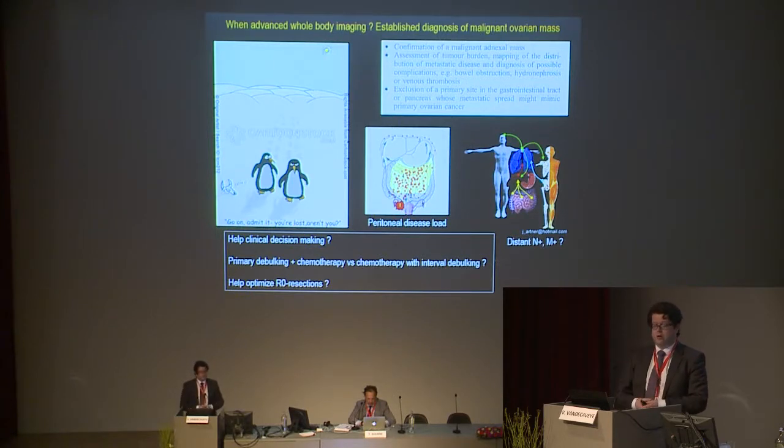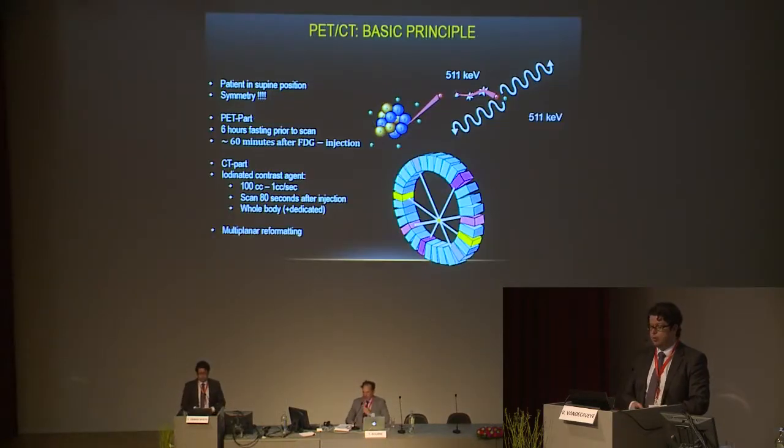So what are the main aims or challenges that we have? And I put them with a question mark. Can we help in clinical decision making? Can we actually help to plan the surgery? And for Leuven, this is primary debulking versus neoadjuvant chemotherapy with interval debulking. And can we help to optimize the number of R0 resections, complete debulkings, and actually predict optimal debulking?